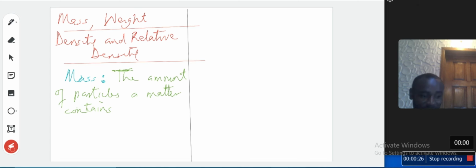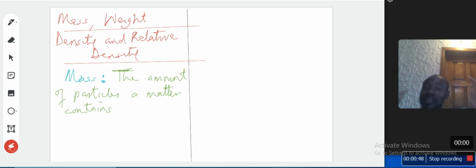Matter is anything that has mass and occupies space, or anything that has weight and occupies space. You are a matter. Any object is a matter. Why don't we use the word object? If I say object, you may not think of air as an object. But air is a matter.